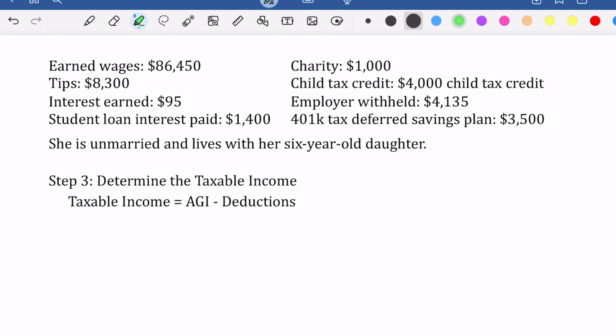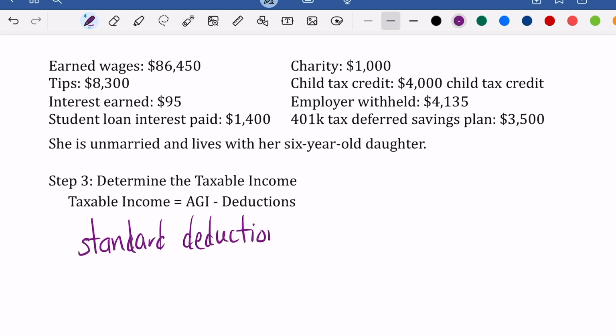Step 3. Once you have your adjusted gross income, now you can determine your actual taxable income. The taxable income is what we will actually use to determine how much taxes we need to pay. Your taxable income is determined by taking your AGI, your adjusted gross income, and subtracting the deductions. There are 2 types of deductions that you could choose from. You have standard deductions or itemized deductions.